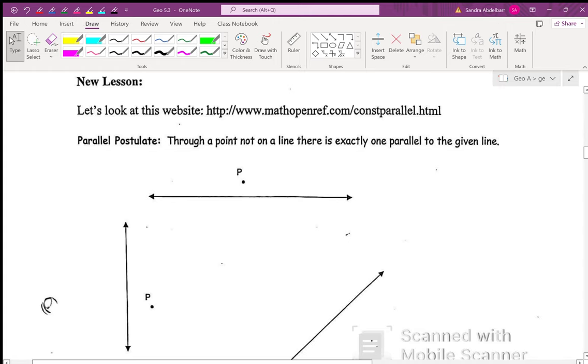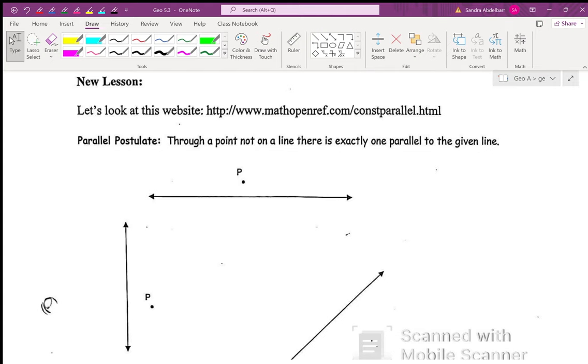In this lesson, we're going to start out with something called the parallel postulate. This parallel postulate we are not using in proofs. It will be used for a very specific type of problem called the crook problem, which we'll see towards the end of the lesson. So what does the parallel postulate tell us?